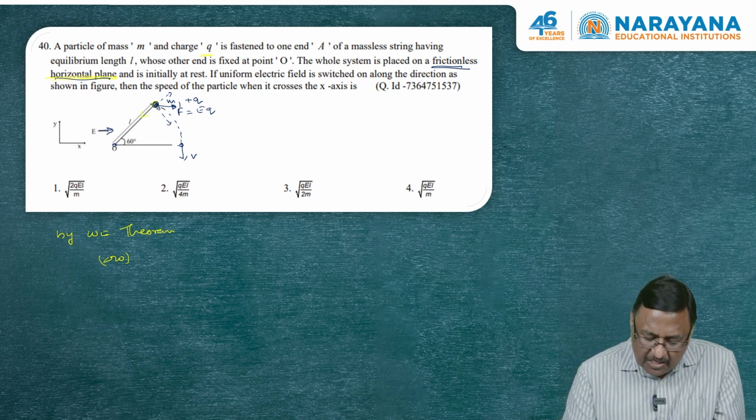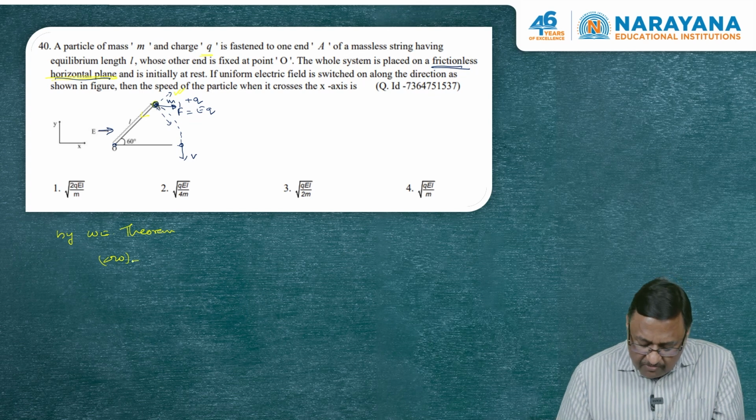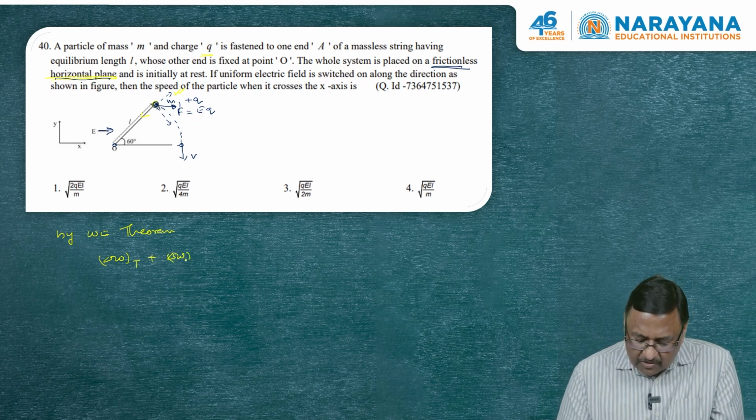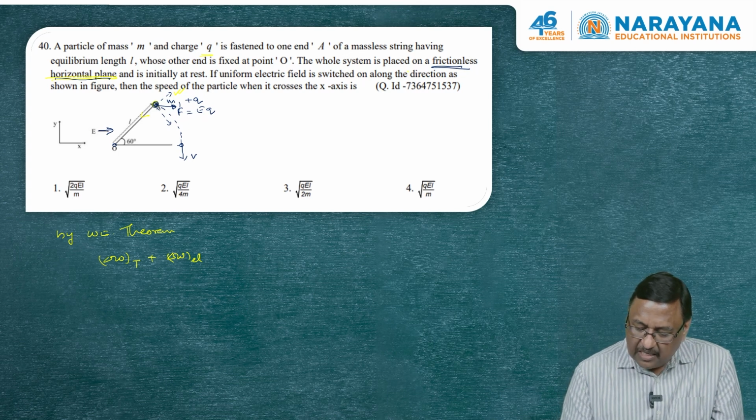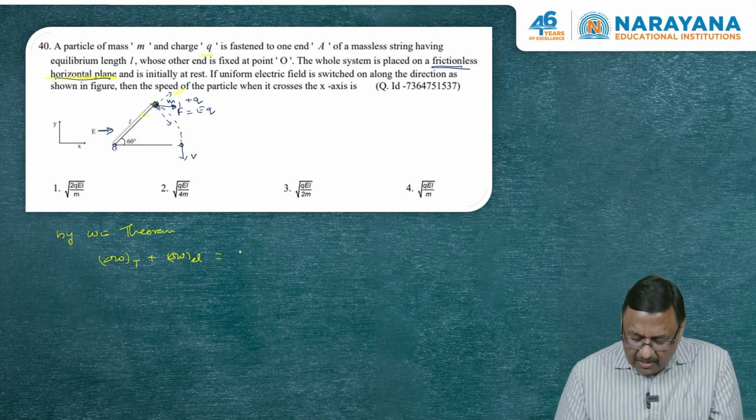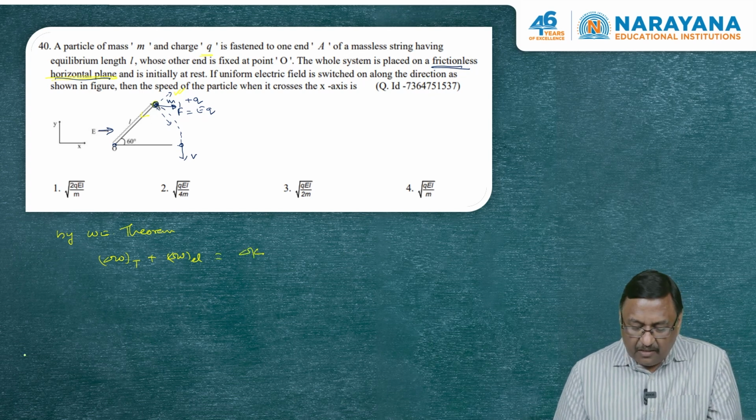I can say there is a tension in the string because there is some force in this direction, and there is some tensile force. I can write the work done by tension, and work done by electrical force. There is no gravity, nothing is there. It is an inextensible string, so there is no elastic potential energy either. The work done by tension plus the work done by electrical force is equal to simply the change in kinetic energy.